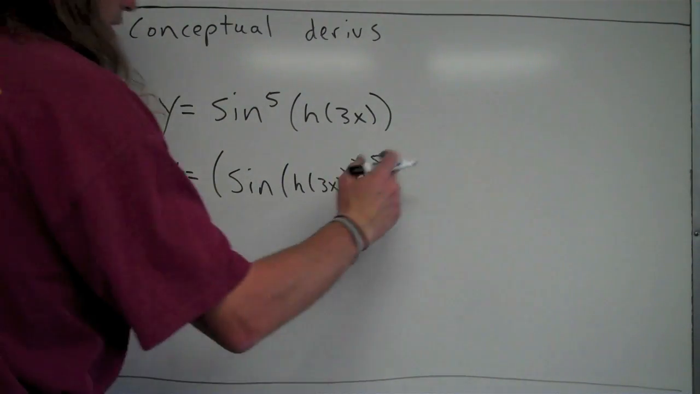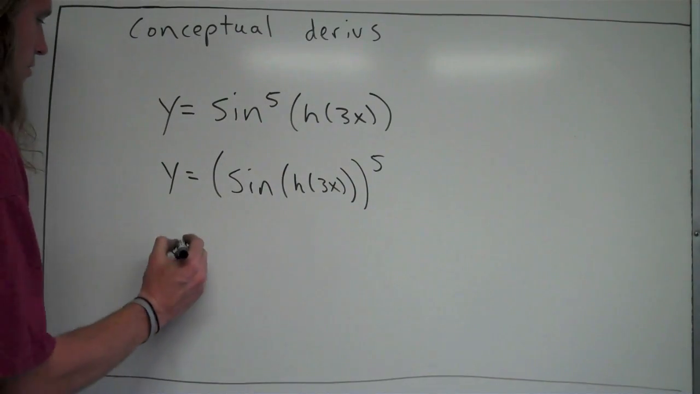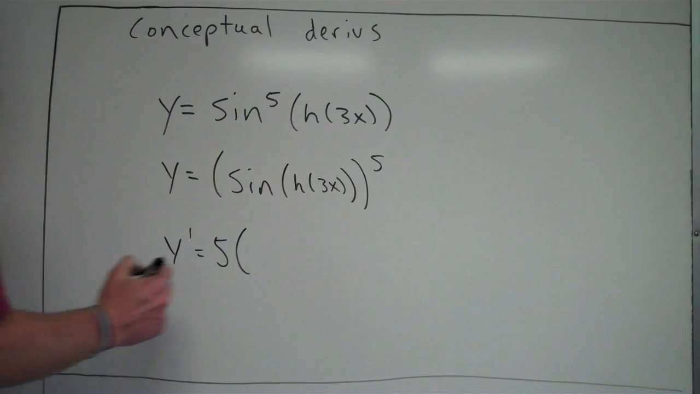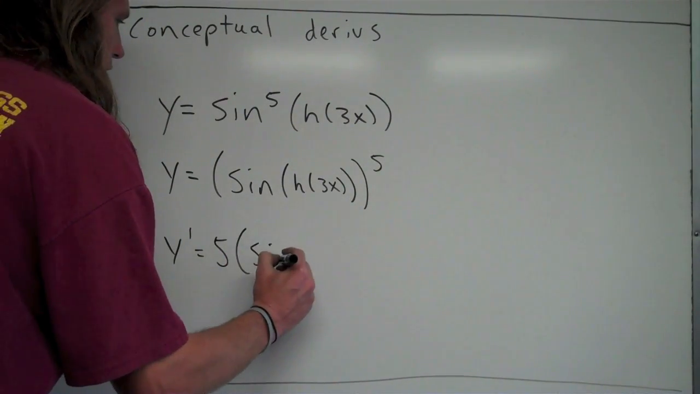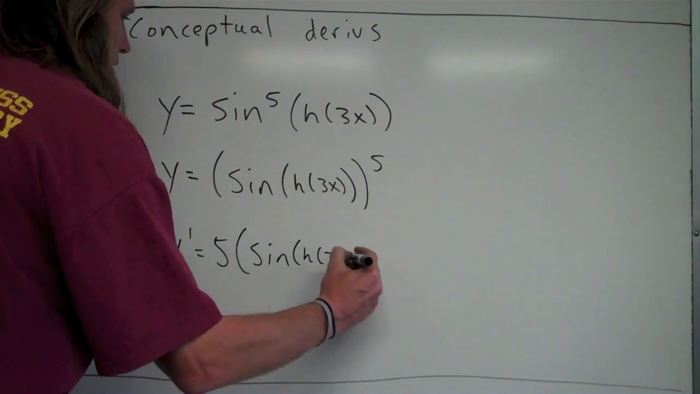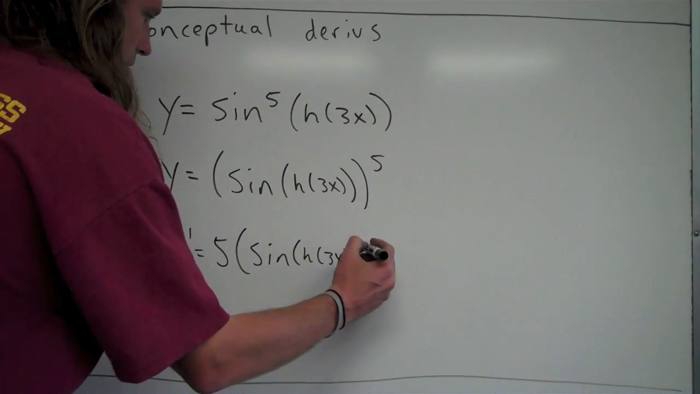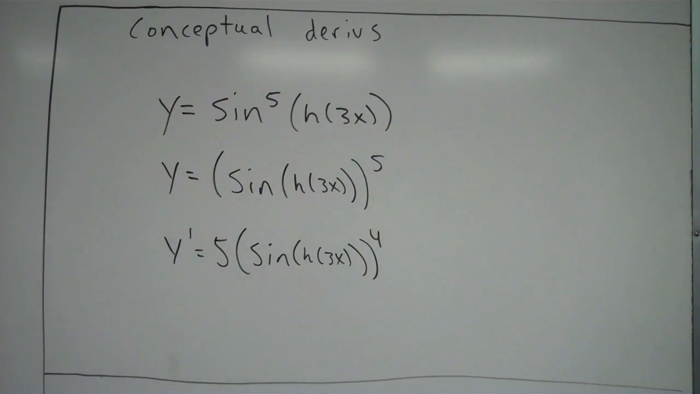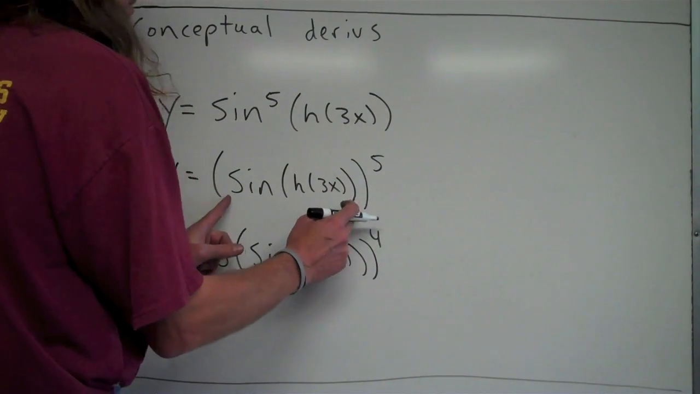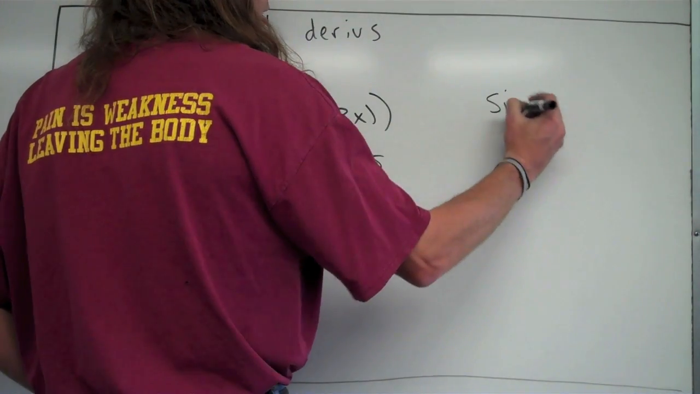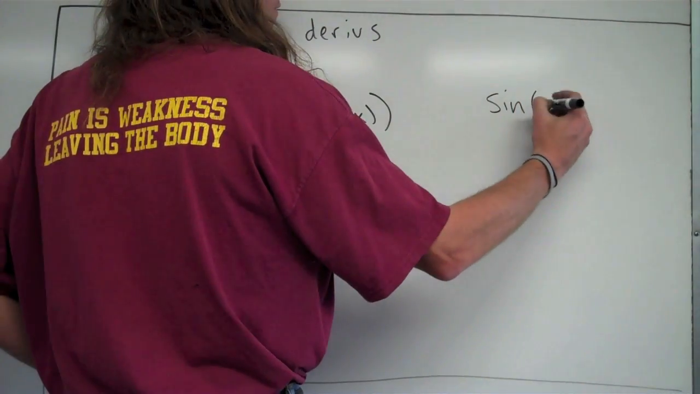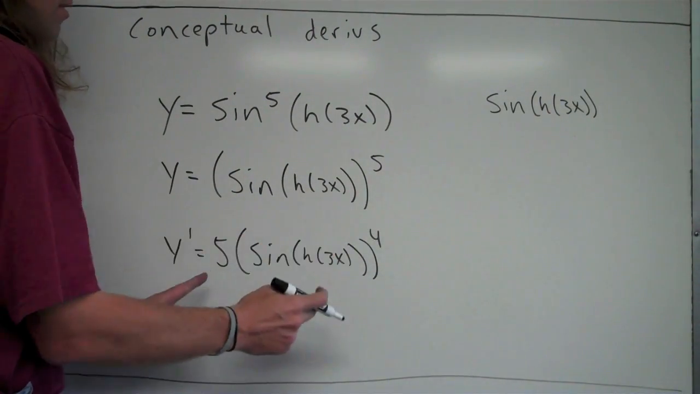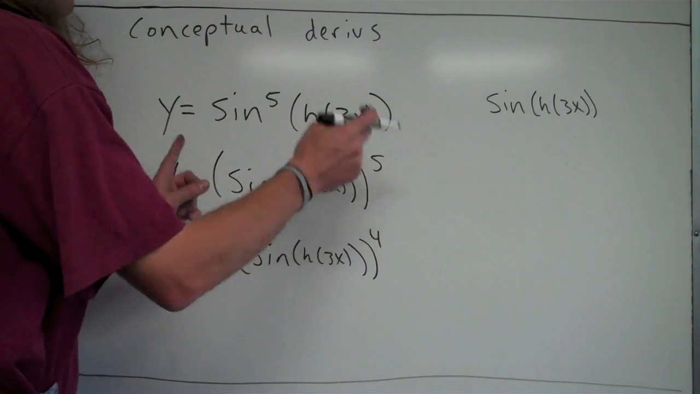So my outer function that I'm going to start with is the to the 5th power. When I start taking my derivative using my chain rule, I can bring the 5 down in front, keep my inner function the same. That whole inner function, sine of h of 3x, is kept the same. And subtract 1 from my exponent, to make it 4. Now I have to multiply by the derivative of my inner function. My inner function, and I'll write it over here separately just to make it a little easier to work with, is this whole sine of h of 3x thing. When I multiply by the derivative, I've got to multiply by the derivative of that entire thing.